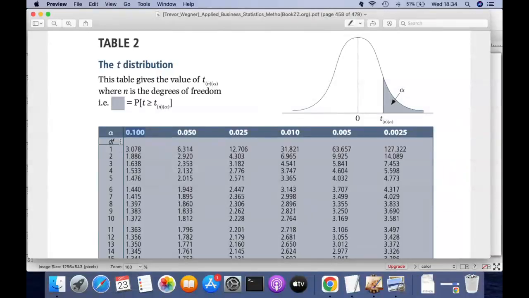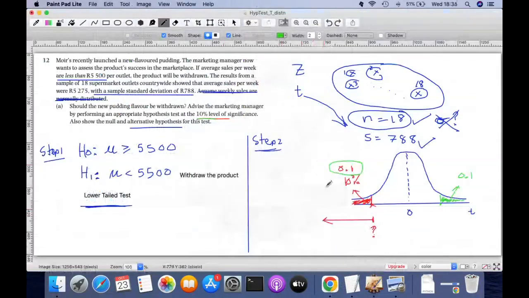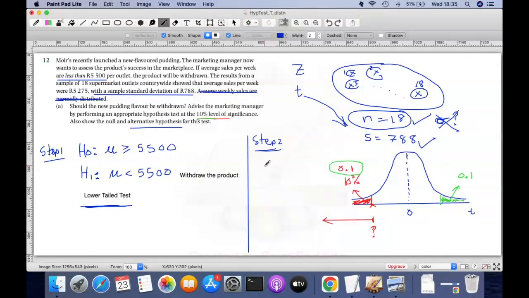But how do we know which row we need to stop at? That's where your degrees of freedom comes in. Your degrees of freedom is nothing more than just your sample size minus 1. So in our case, your df, degrees of freedom, is simply n minus 1. That's all it is. And our n is 18. So it's 18 minus 1, which is 17. That's what your df is.